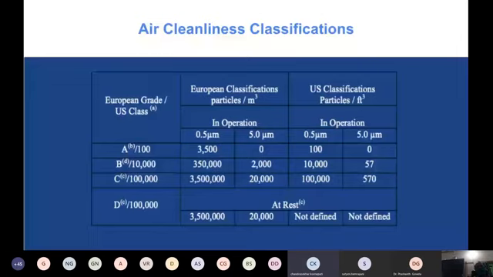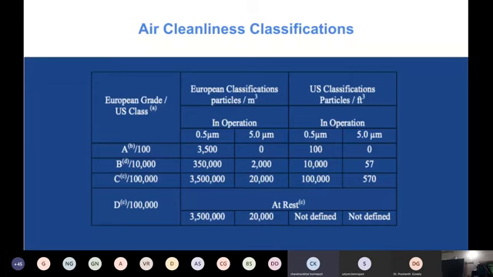So it's air cleanliness classifications across the globe that follow. We have compared European classes and US classes. All this classification is as per JCI, HTM and NABH. So these are the particles which have to be maintained in a controlled environment as per the classification.